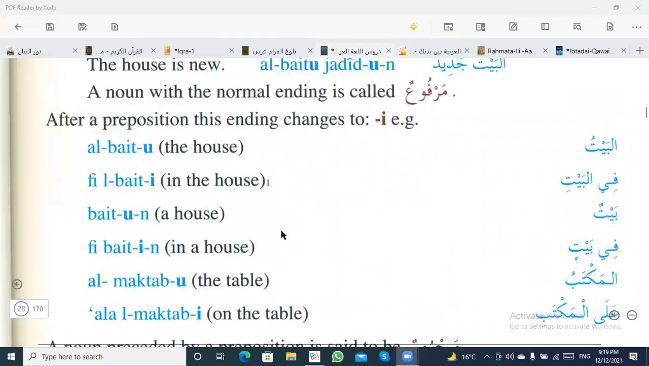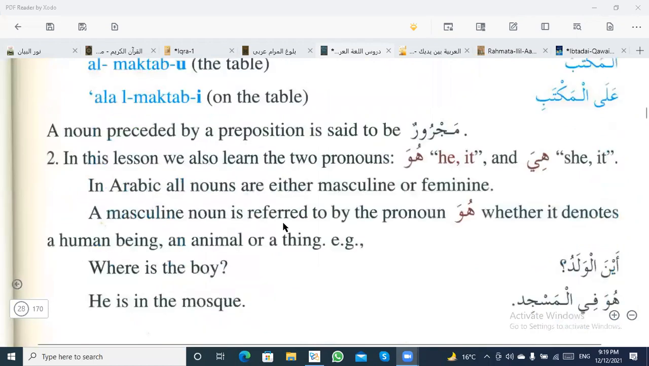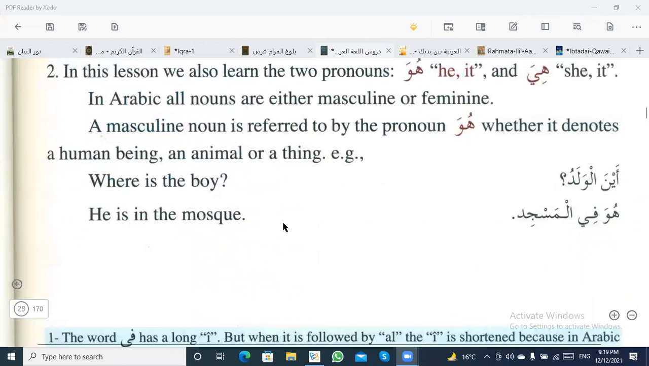Sister Tasmina. Sister Tasmina. Sister Ayman.